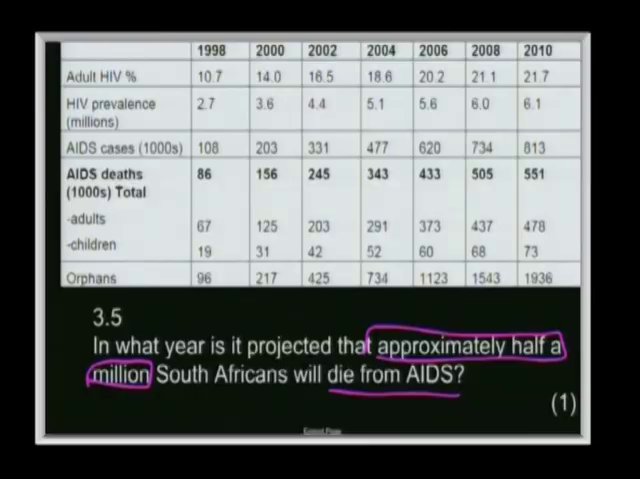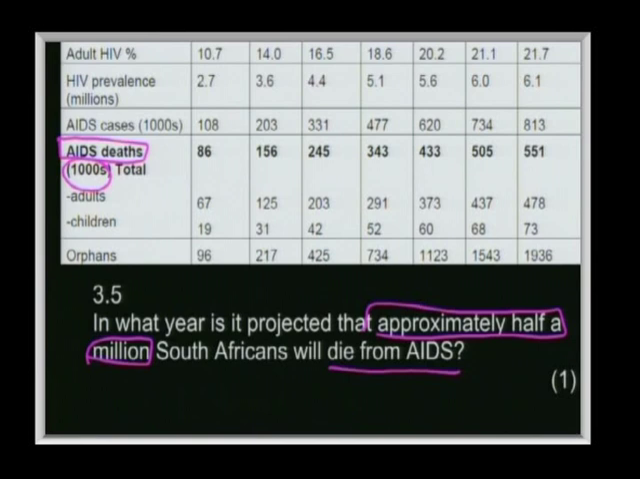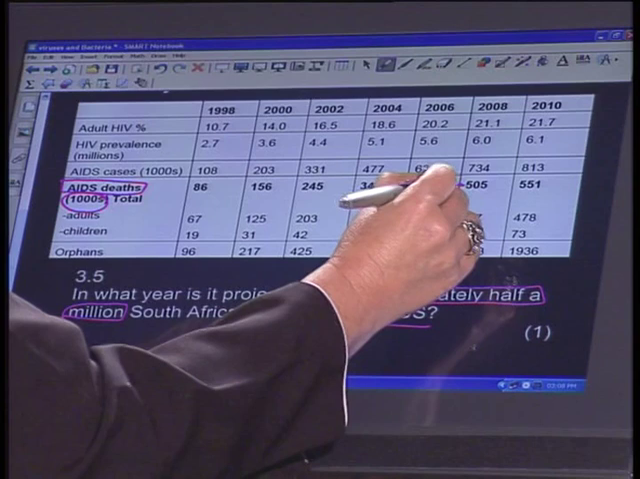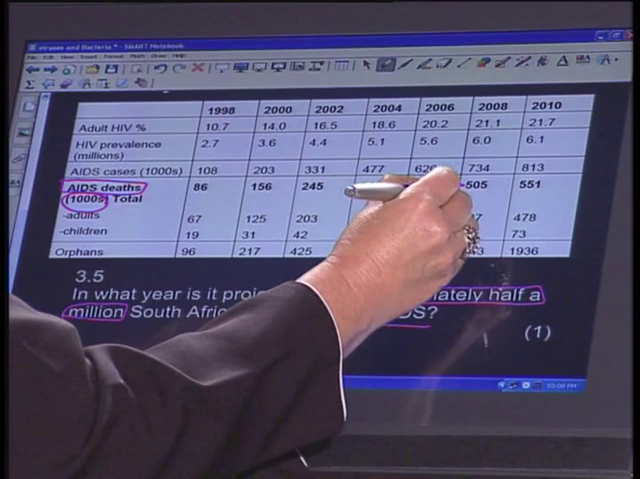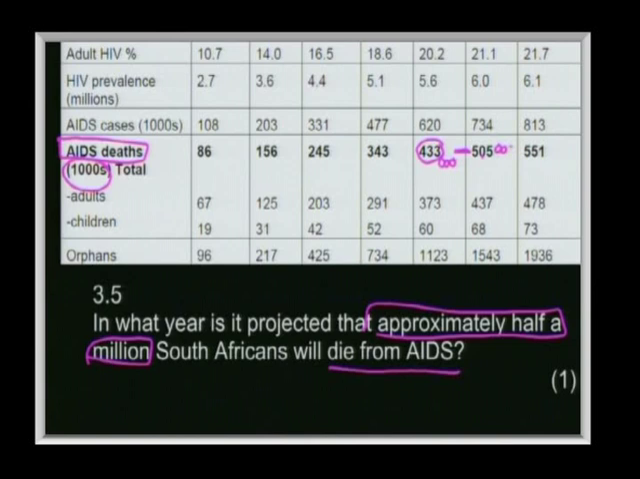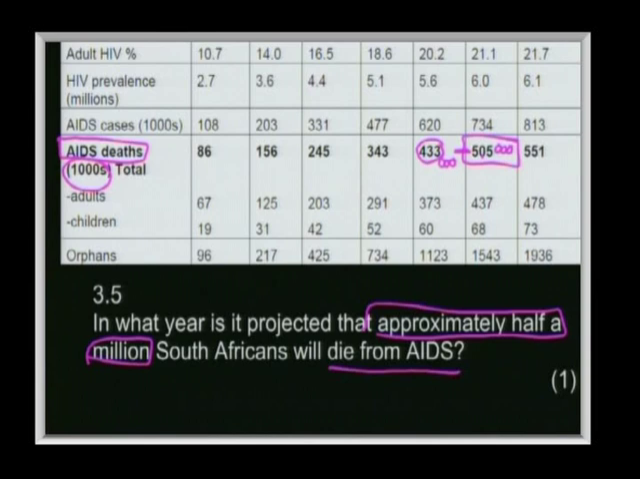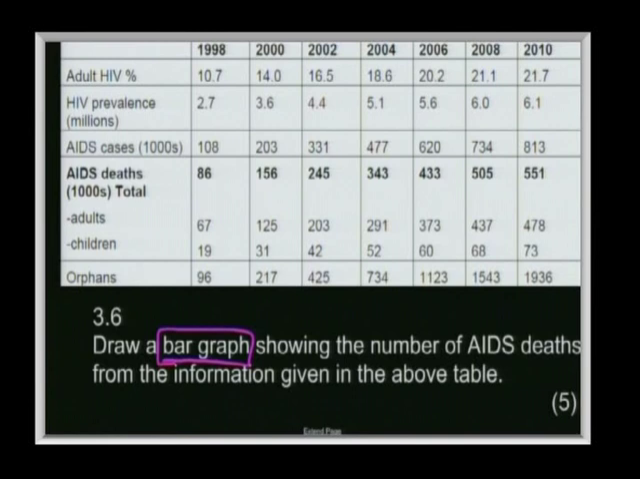Now, this is a little bit of a tricky question. The reason it's tricky is if we look at the side of our table with our row headings. Here are our AIDS deaths. This number is given in thousands, but the question is asking us for 500,000. So we've got to be careful when we answer this question. What we're going to do, we're going to look along our total number until we see these two figures. Can you see 433? Remember, it's thousands, so it'll have three zeros on the end. 505, remember, it's thousands, so three zeros on the end. So in which year do we expect 500,000? This is the closest to 500,000, therefore our answer, 2008. One mark.